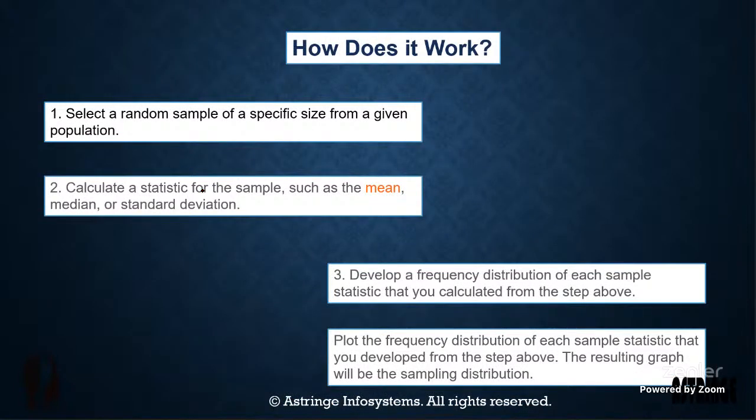So the basic 3 points to remember about the sampling distribution: first, it has to be selected as a random sample of a specific size. Second, you have to calculate a statistic for the sample outcome, such as your mean or your standard deviation or any of that.